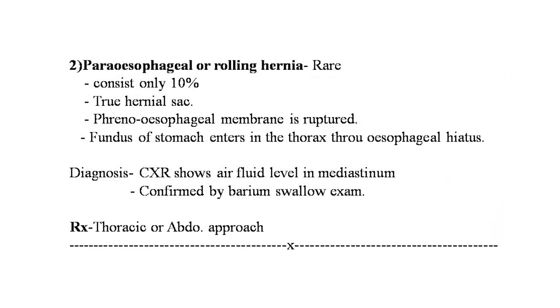Second type of hiatus hernia of esophagus is paraesophageal or rolling hernia. That is very rare, consisting of only 10%. True hernial sac: in this hernial type, there is a true hernial sac. The phrenoesophageal membrane is ruptured. The fundus of the stomach enters the thorax through the esophageal hiatus.